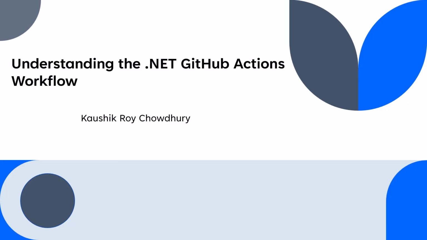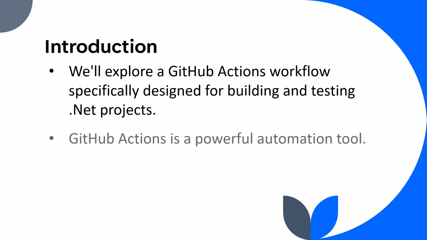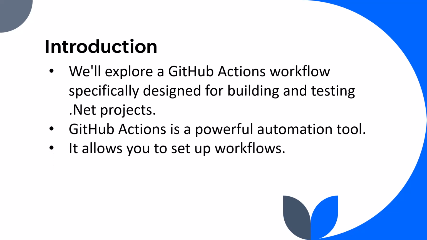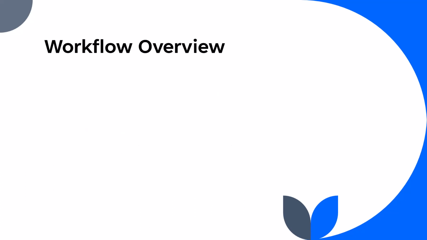So this lecture is titled Understanding the .NET GitHub Actions Workflow. In this tutorial, we'll explore a GitHub Actions workflow specifically designed for building and testing .NET projects. GitHub Actions is a powerful automation tool. It allows you to set up workflows. It automates various tasks within software development projects. So let's have an overview.